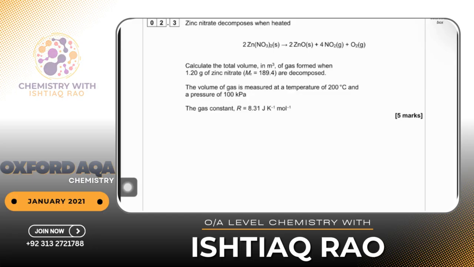Okay, so PV is equal to nRT. I'll use that, and I need to find the volume of gas. So I need to find both oxygen and nitrogen dioxide's volume. Yes, total volume means the collective volume. It should be the mixture of NO2 and O2. Right. So PV is equal to nRT.